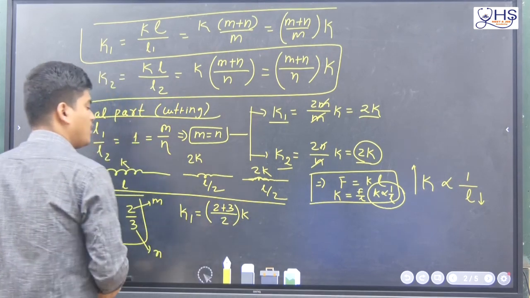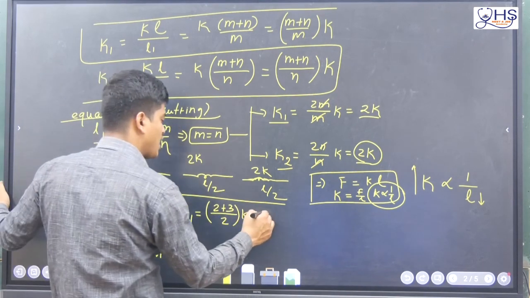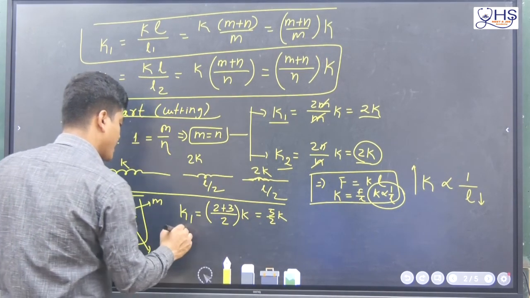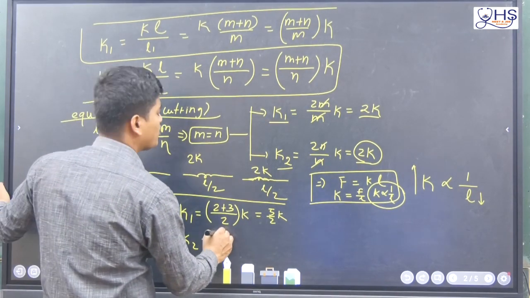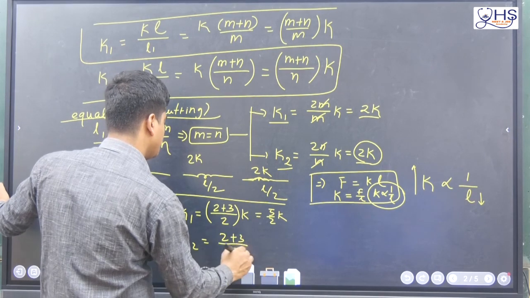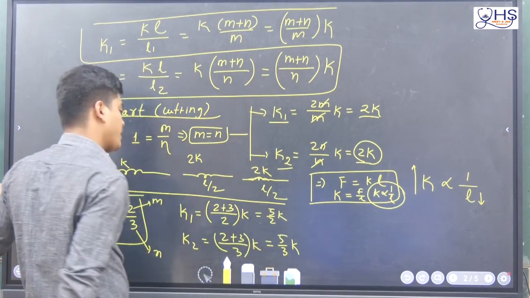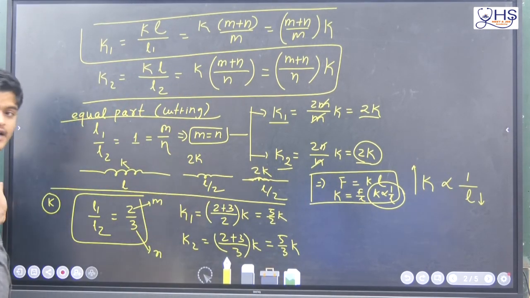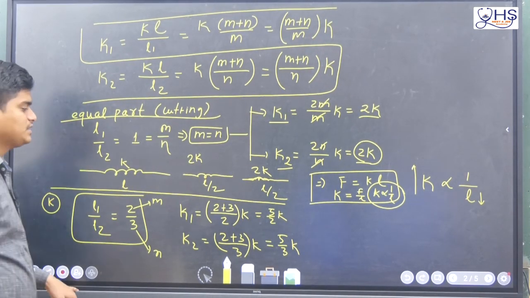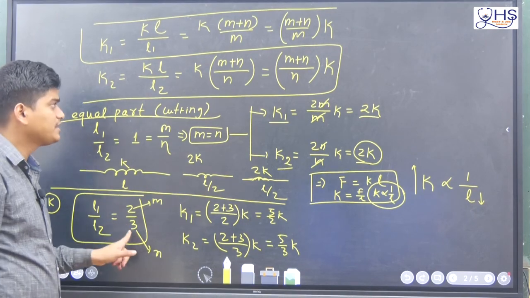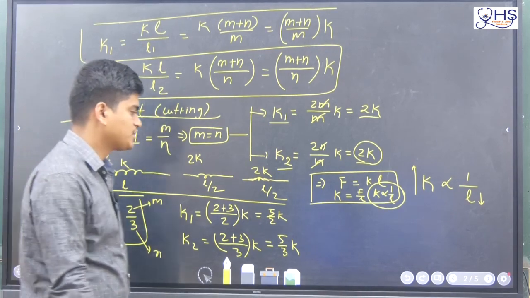So the first part will become this much, okay, because your first part is nothing but the 2 part of the cutting. So now it is 5 by 2 K, and K2 is nothing but M plus N by N, that is 2 plus 3 by 3 K, which is nothing but 5 by 3 K. Okay. So this is the idea you are understanding here. If the L1 by L2 ratio is 2 by 3, that is M is 2 and N is 3, then you can cut like this. So this is the idea you must understand here.